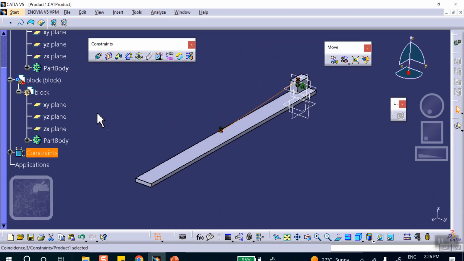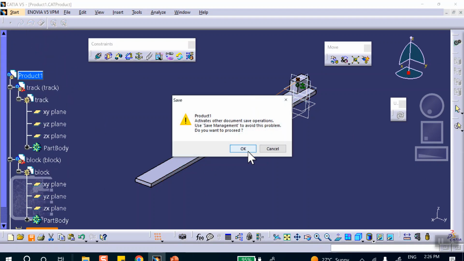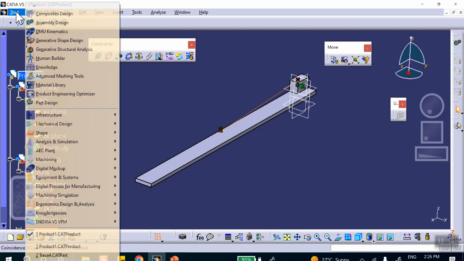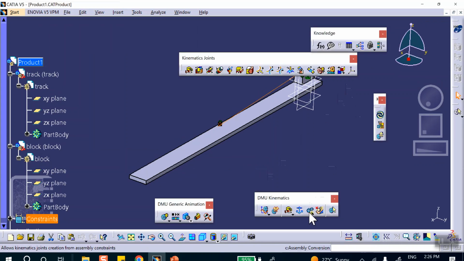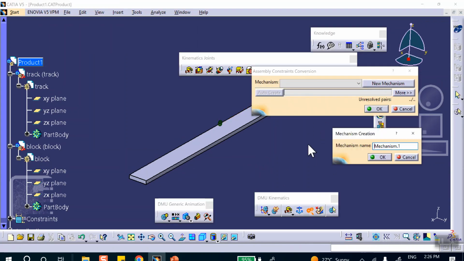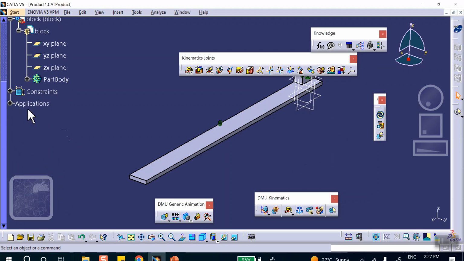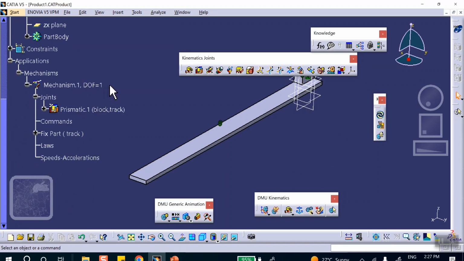Now, we're done here. So let's save everything. So we're going to go to digital markup, DMU kinematics, get the magic wand out, a new mechanism. It's going to be auto create. We say OK. And there should be a single prismatic joint there. Yeah, it's right there. And the degree of freedom is 1.